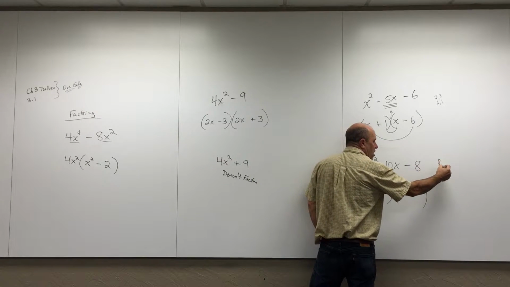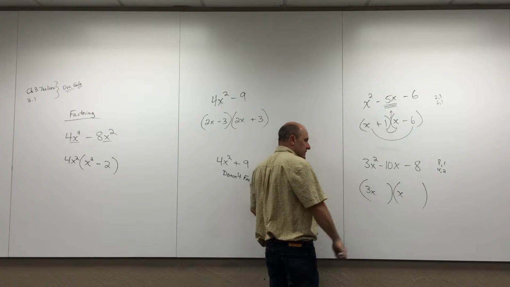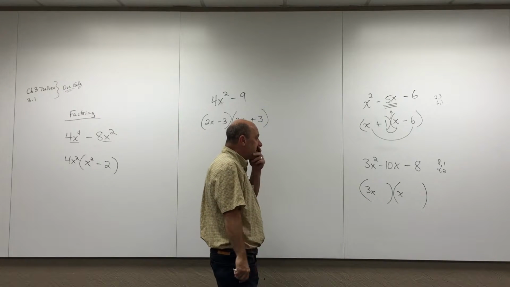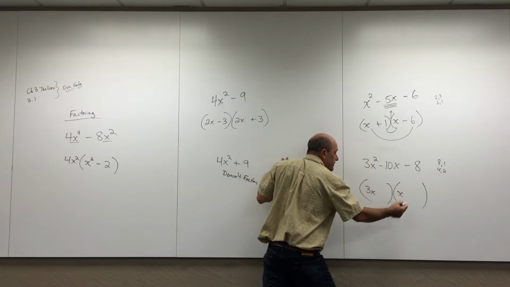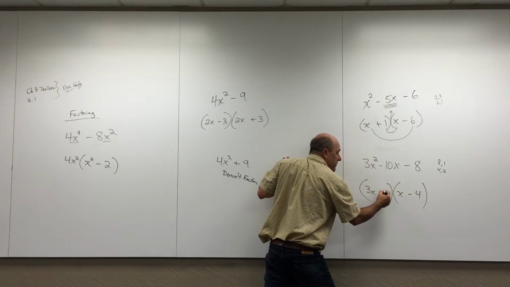Could be an 8 and a 1. Could be a 4 and a 2. 4 and 2. How about a -4 and a +2?